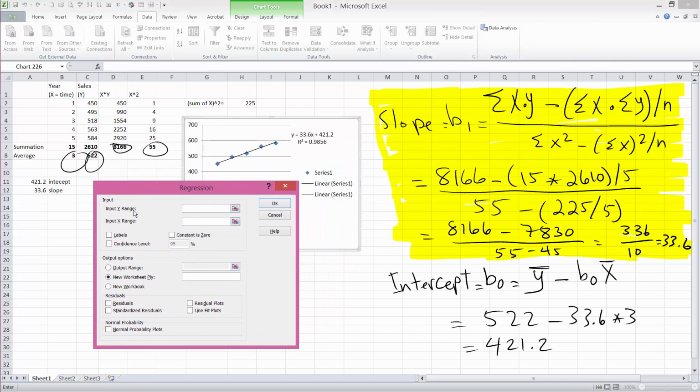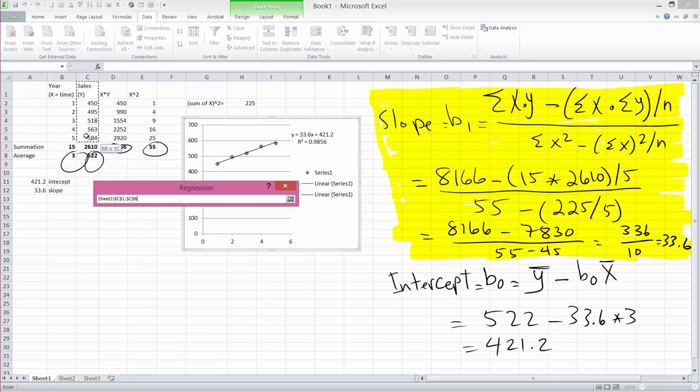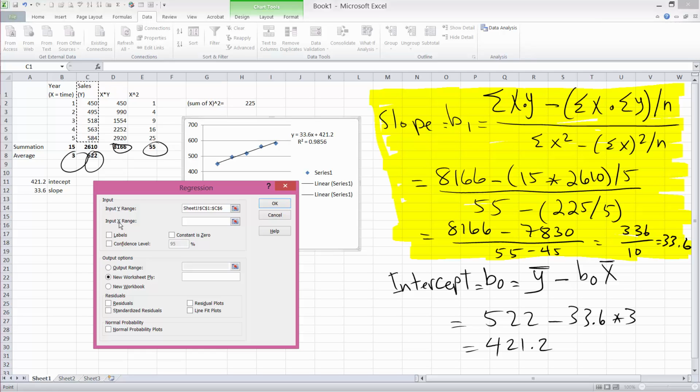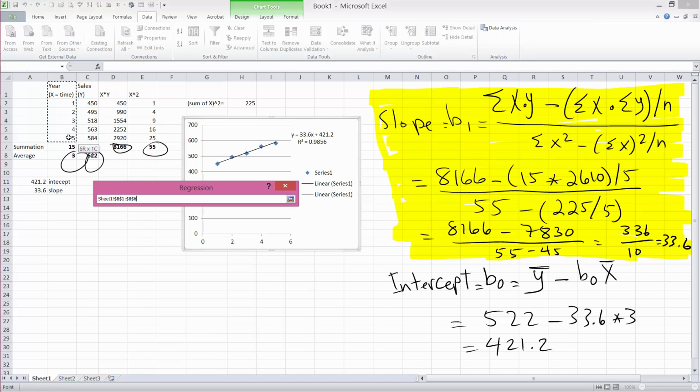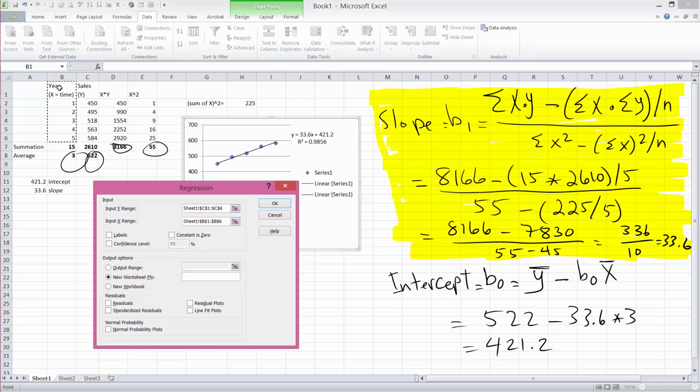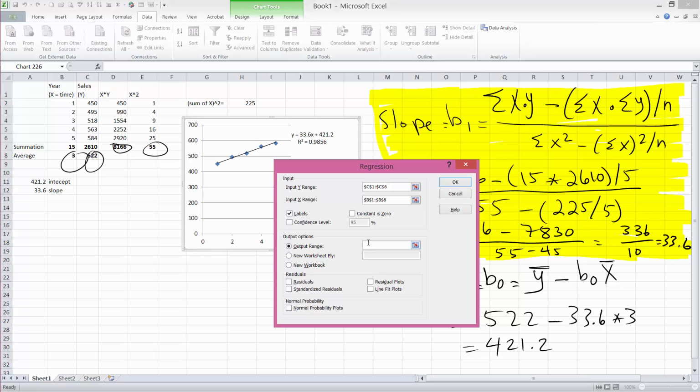It says input the Y range. I know it's very important to pick the correct range for Y values and for X values. So I'm going to highlight all of that range. And then it says, what's the X range? I'll do the same. I did include cells B1 and C1, which are the data labels. So I'm going to check this off and say that the range I selected includes the labels. And I will choose an output range now. For the output range, I will put my mouse here and select maybe this cell. And then I will say OK.